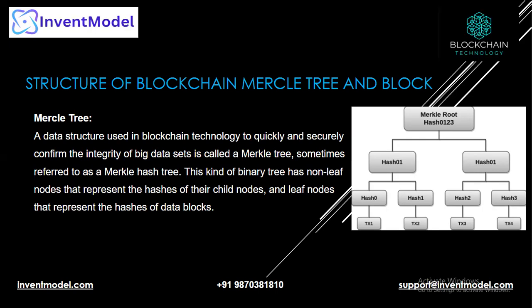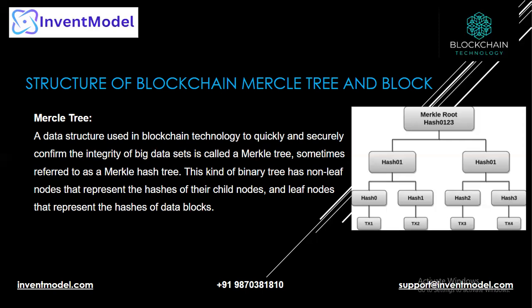Sometimes referred to as a merkle hash tree, this kind of binary tree has non-leaf nodes that represent the hash of the child nodes, and leaf nodes that represent the hash of the data blocks. If you have previous knowledge of trees and graphs, then you can easily understand what a merkle root is.